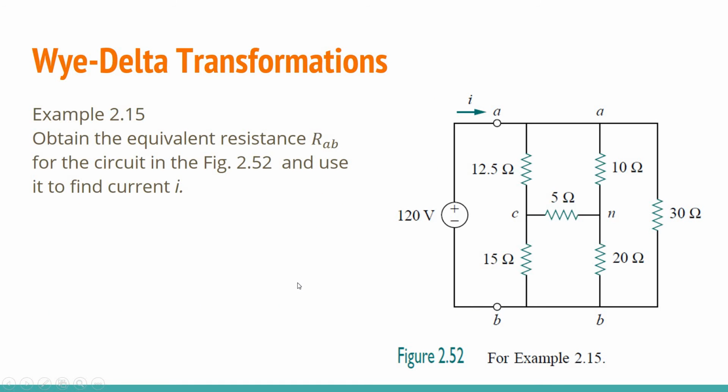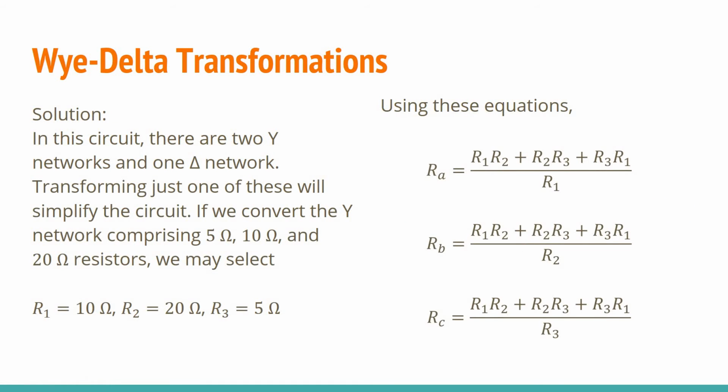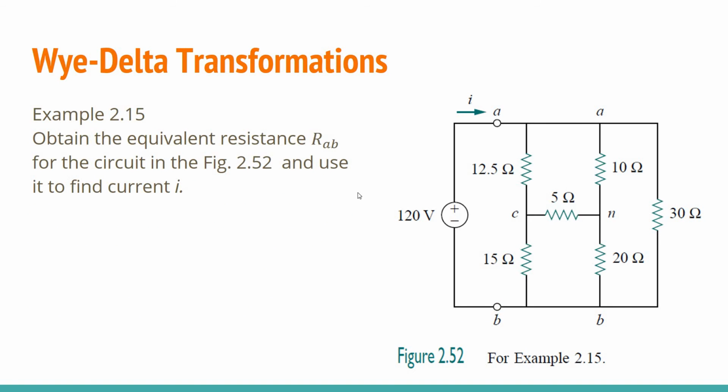So, let's see the solution. In this circuit, there are two Y networks and one delta network. Transforming just one of these will simplify the circuit. If we convert the Y network comprising the 5, 10, and 20 ohm resistors, we may select, okay, so the circuit has two Y networks. The first Y is 5, 10, and 20. The second Y network is 20, 10, and 30.